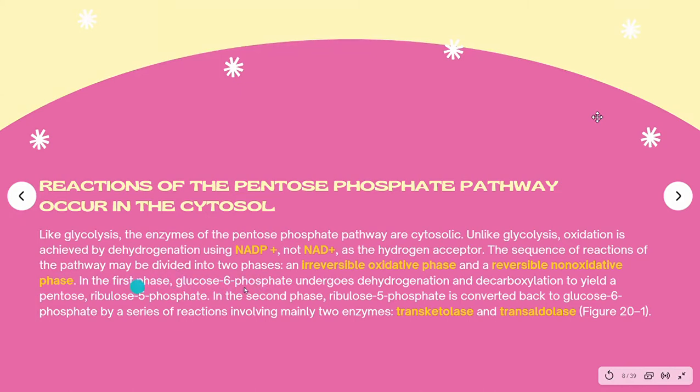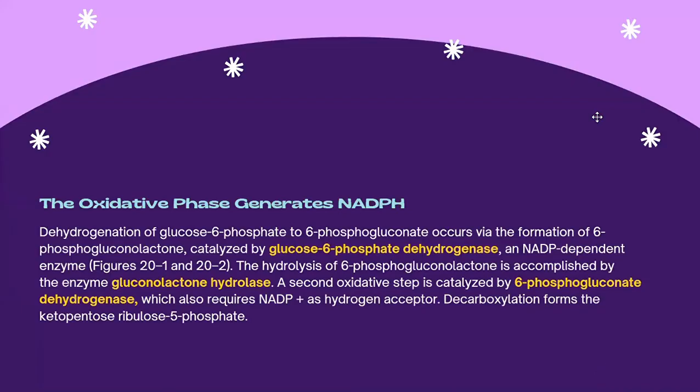In the first phase, glucose 6-phosphate undergoes dehydrogenation and decarboxylation. In the second phase, ribulose 5-phosphate is converted to glucose 6-phosphate. You see that? Reactions involving mainly two enzymes, transketolase and transaldolase. So the oxidative phase of the pentose phosphate pathway generates NADPH.